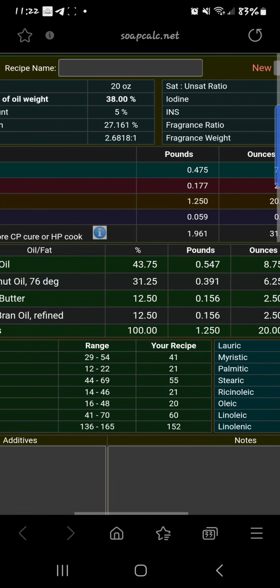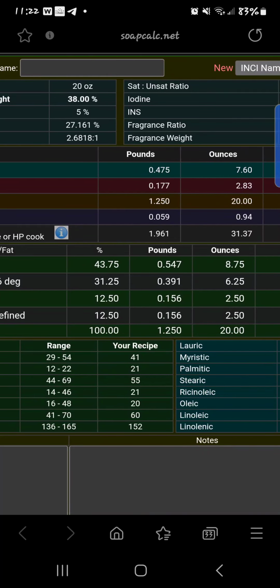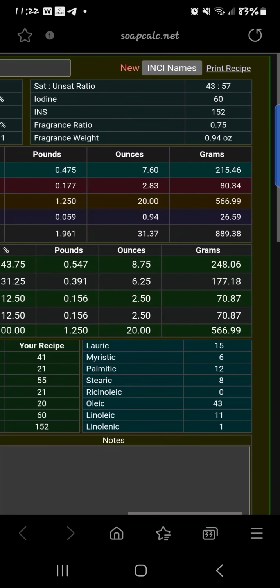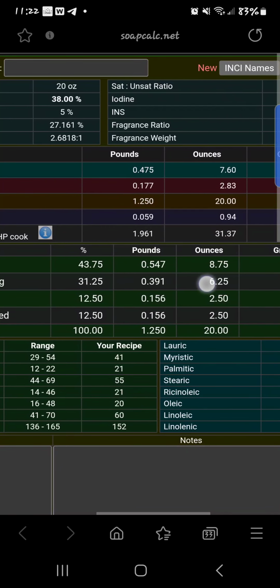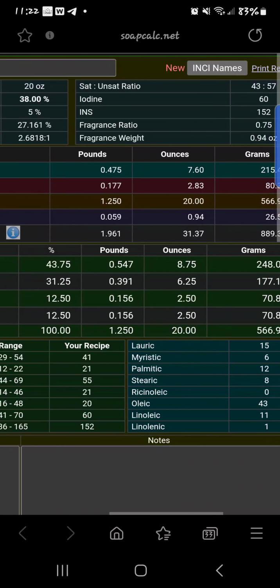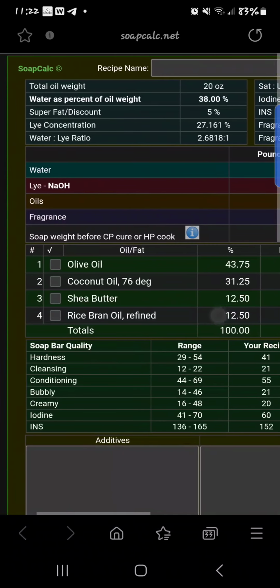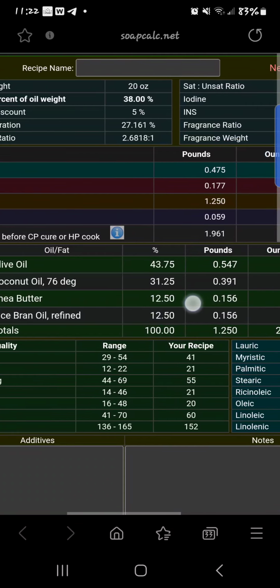So if you move over, this is the recipe part now. The recipe is telling you you can do it in pounds, ounces, or grams. Since we did ounces, I'm going to stick with the ounces. So our recipe is 7.6 ounces of water, 2.83 ounces of lye. We're doing 20 ounces of oils, which we know because we put that amount in, and 0.94 ounces of fragrance.